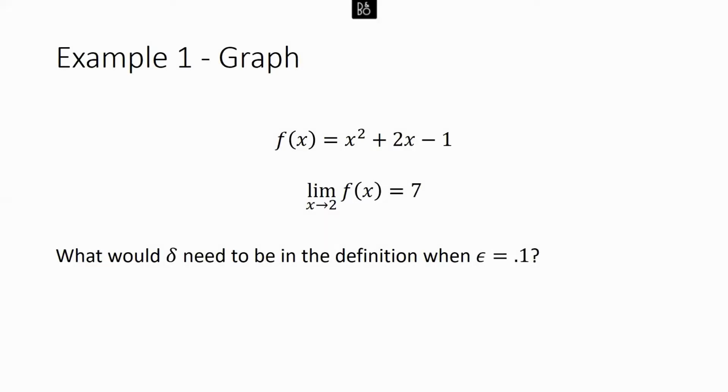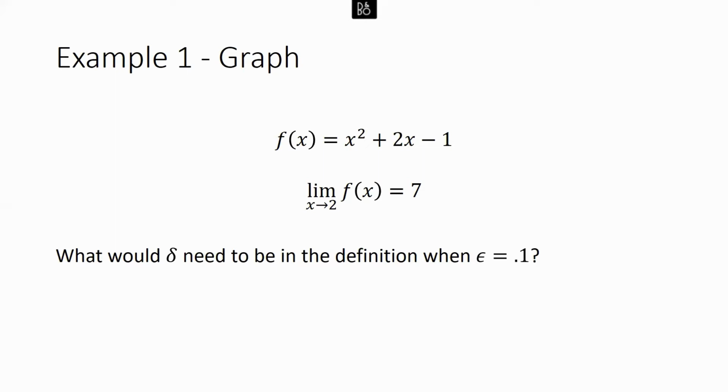Let's look at an example. In fact, let's look at the example we've dealt with a few times already. We have f of x equals x squared plus 2x minus 1. We know that the limit as x goes to 2 of this function f of x is equal to 7.